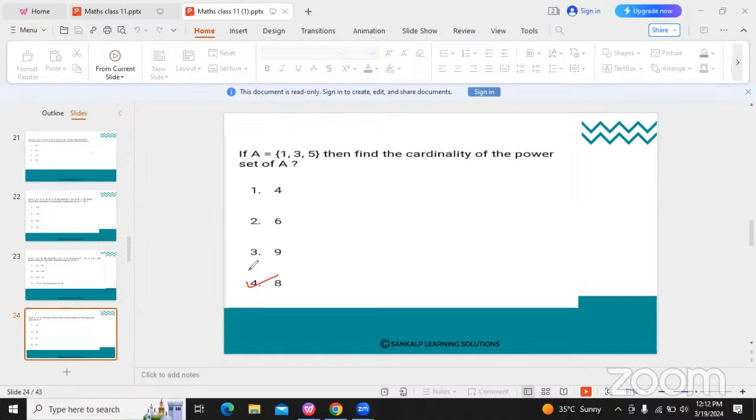It is a direct answer. For those who have not understood, let me give you the explanation fast. The number of elements here is 3. So what does the formula give? 2 raised to m, where m is the number of members here. So here it is 2 raised to 3, and 2 raised to 3 is 8. So that is the final answer.